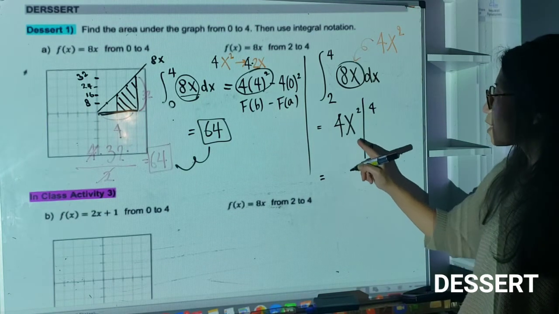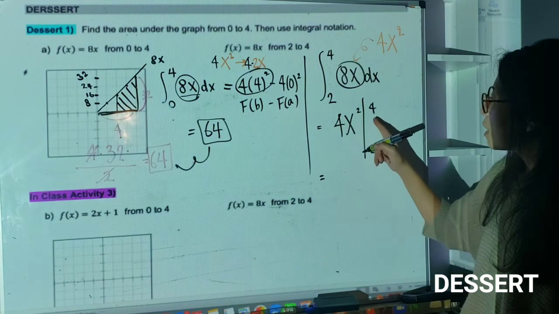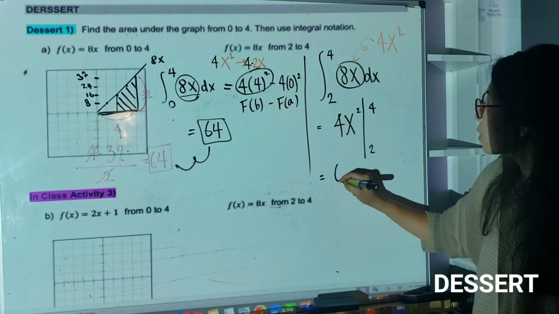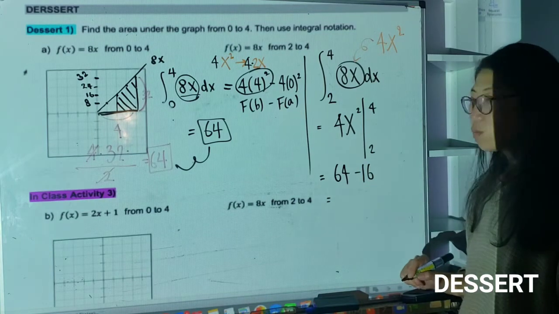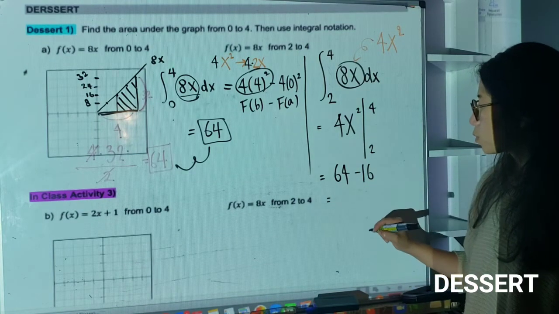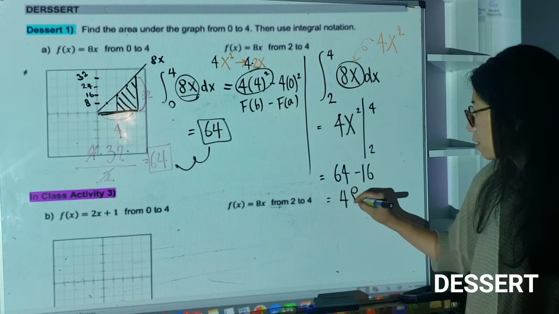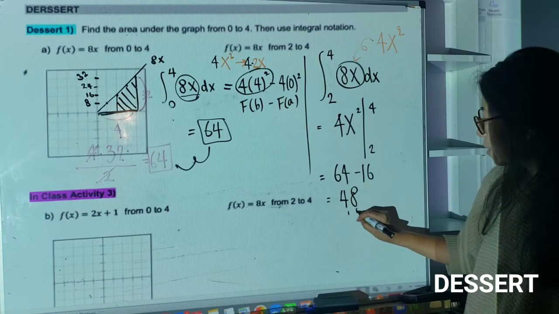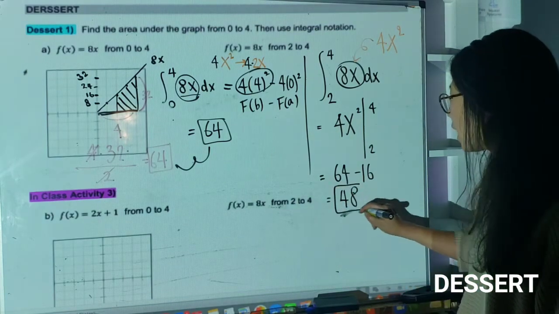So now all I need to do is plug in. If I plug in, that is going to be 64 again minus 16. So what do we have? That is going to be 48. Can you double check if I added it right? That is going to be 4, 5, 6. Yeah. So I get 48 as the area.